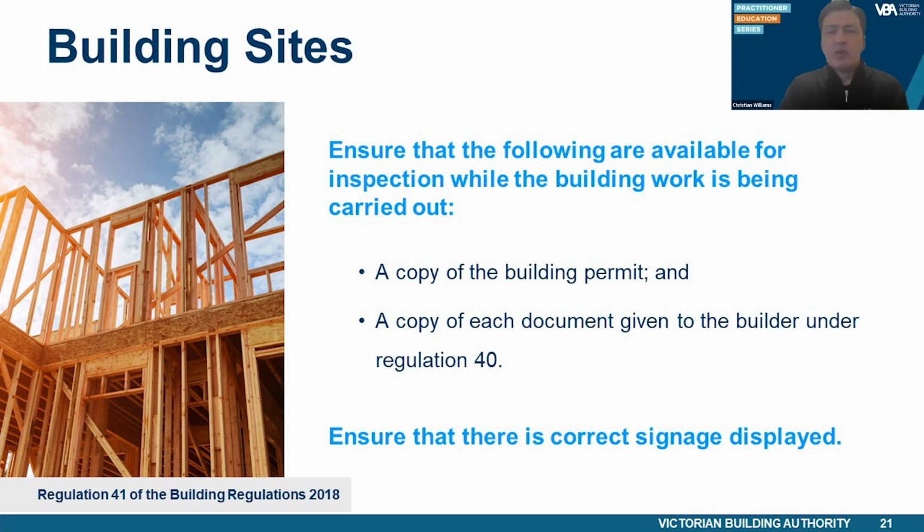Regulation 41 provides a requirement for provision and display of building permit information. Sub-Regulation 1 of Regulation 41 stipulates that the builder named in the building permit must ensure that the following documents are available for inspection at the allotment: a copy of the building permit and a copy of each document given to the builder under Regulation 40, which includes plans, specifications, and other documents, except for computations or reports lodged with the application with evidence of approval stamped and endorsed on them.